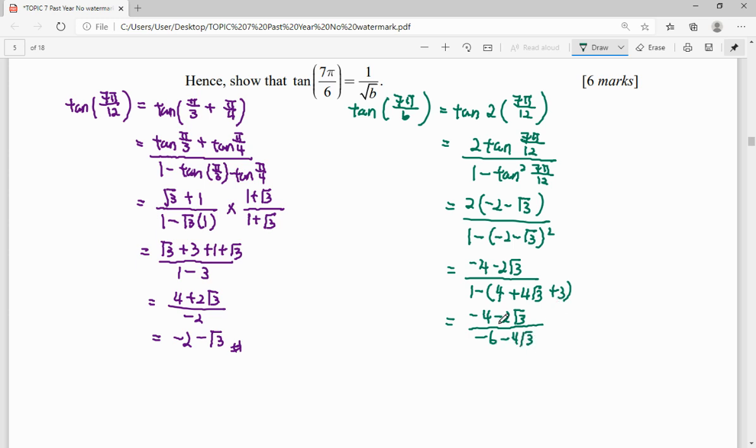So we simplify some more. You can see we have a common factor of 2. We factorize the 2 here.